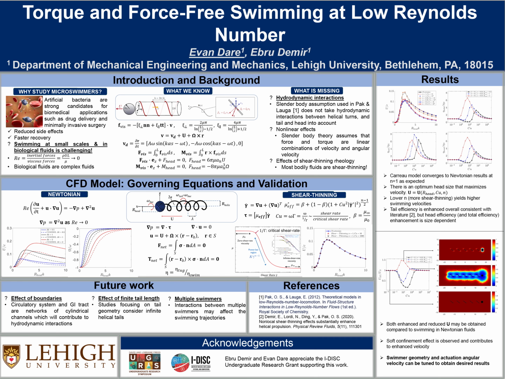We observe that both analytical and numerical results follow the same trend, and that there is an optimum head size that maximizes the swimming velocity for a given tail radius. Due to neglected hydrodynamic interactions and the assumed linear relation, the analytical solution seems to overpredict swimming velocity.